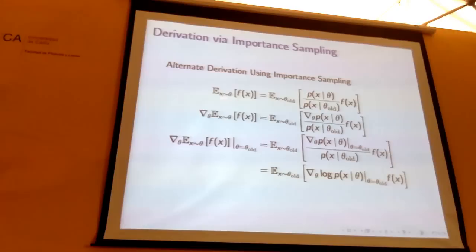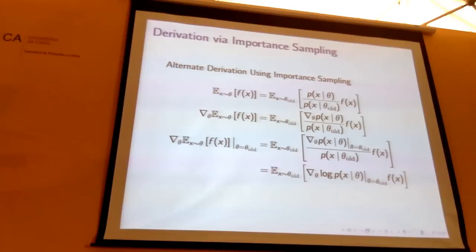Here's our expectation, and we can take a fixed parameter vector and write down an estimator that just uses samples from that fixed parameter. So here's our importance sampling estimator. The way you can interpret this expression is that we have a bunch of samples from theta old, and now we can do a sort of what-if estimator: what would the expectation of f be if we had some other parameter vector, theta?